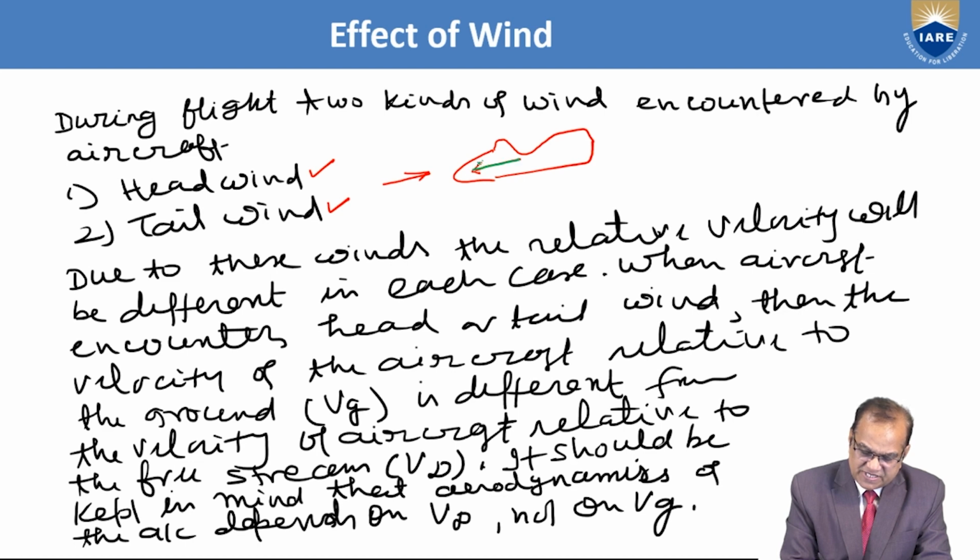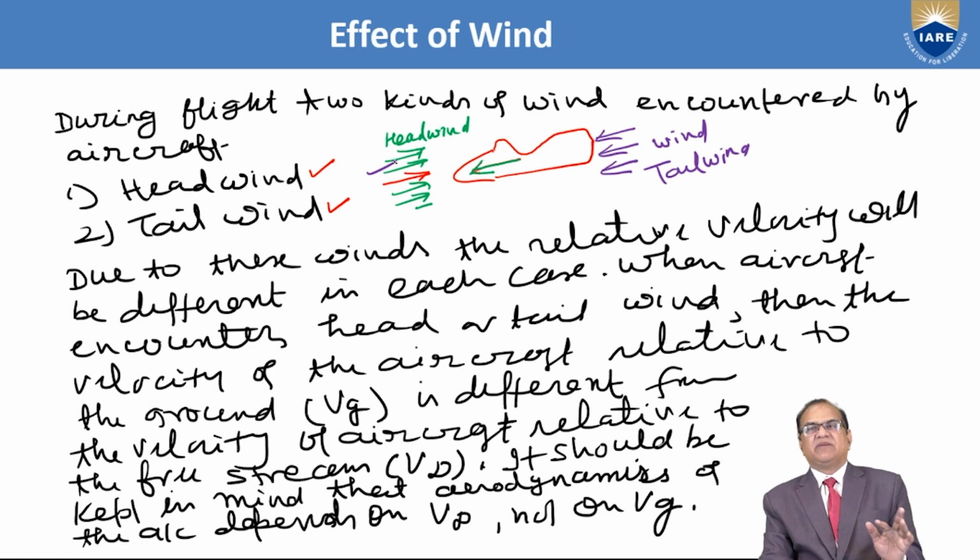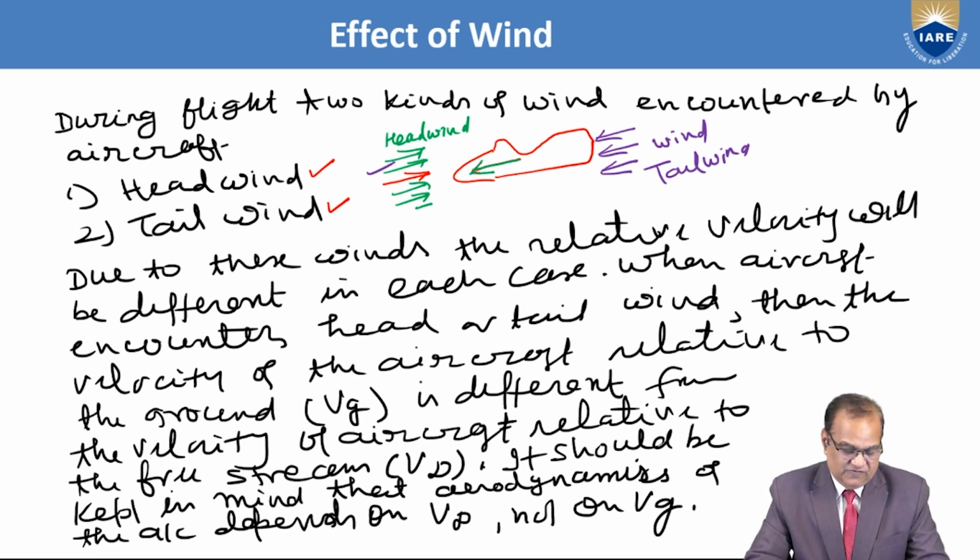If your aircraft is in this direction and your natural wind is in this direction, this is called headwind. And if your aircraft is in this direction and your wind is in this direction, this is called the tailwind. And this is the headwind. So this is the difference between the headwind and the tailwind.